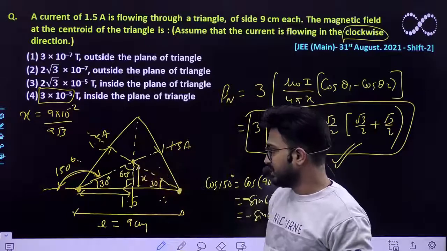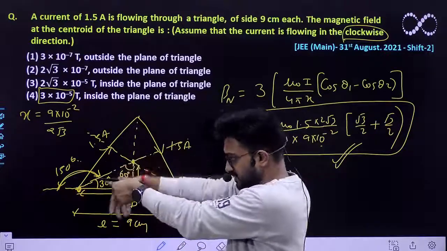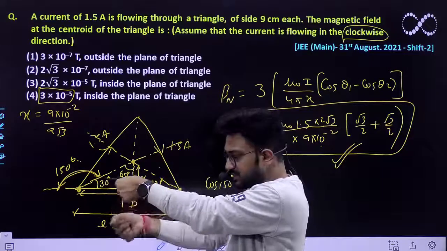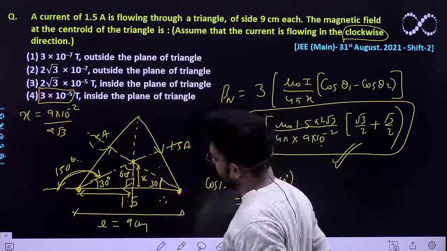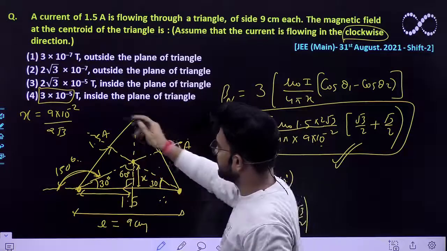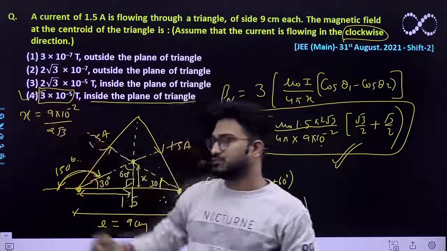What about the magnetic field at the lowest point? It would be outward, don't you think? Here you have to calculate the magnetic field at this point, so it would be outward. Above it would be inward. Okay, so it is inside the plane of the triangle. So the fourth would be the correct option that you should get.